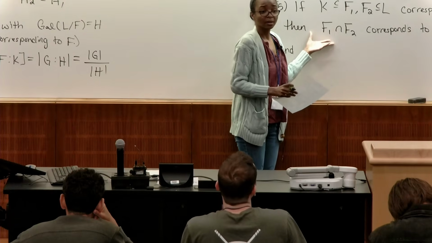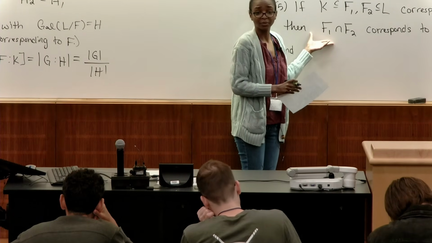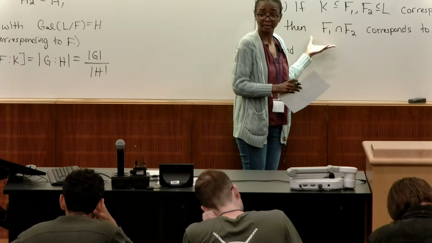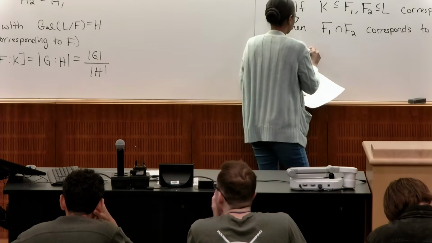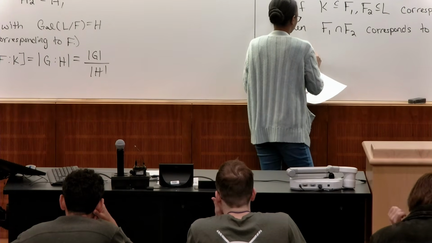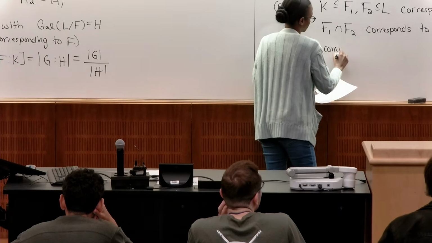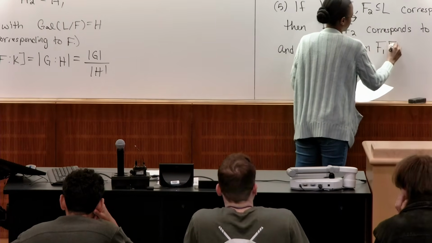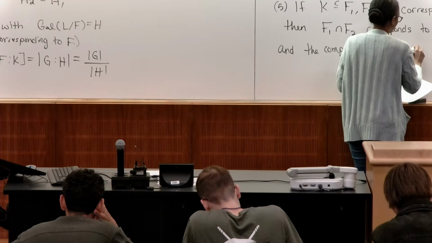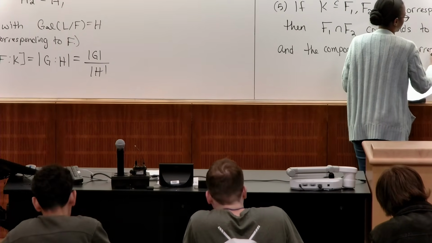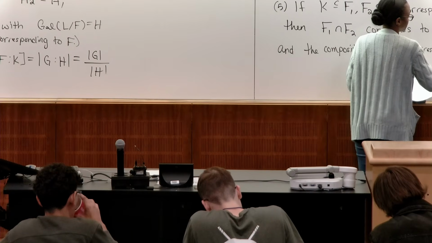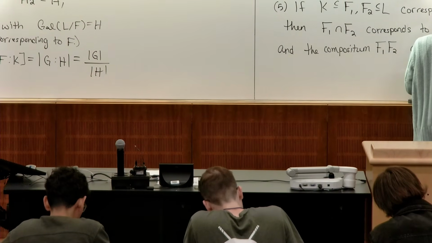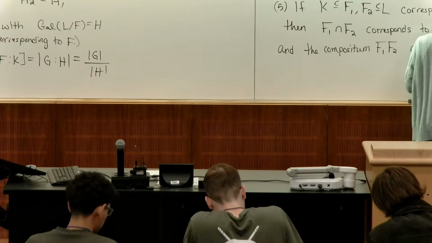And if, on the other hand, I want a field that contains both F1 and F2, I can look at the smallest one that does. That's the compositum. This corresponds to the subgroup H1 intersect H2.